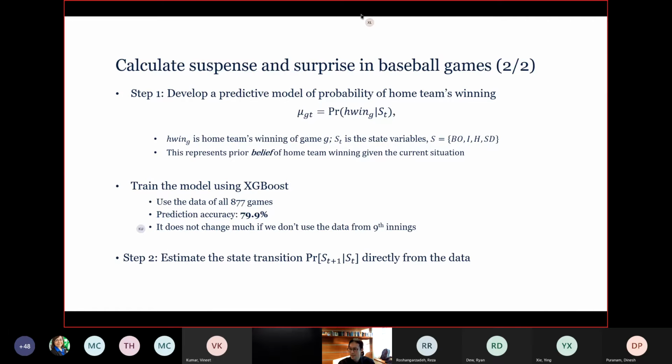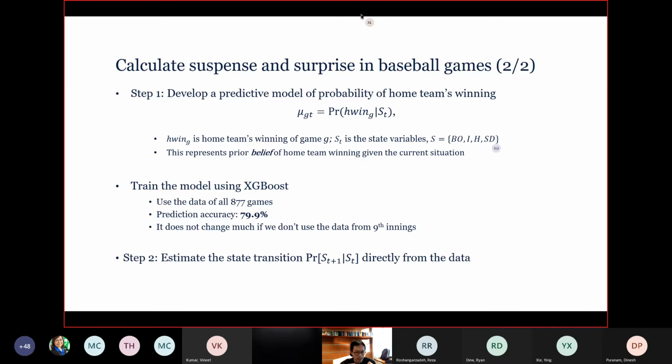Yeah, I definitely agree. The state variables we have here, B, O, I, H, S, D, may be too simple. In the empirical analysis, we actually include additional controlling variables, including the batting orders or the cleanup. We are not able to control for individual players. Maybe we can do that.